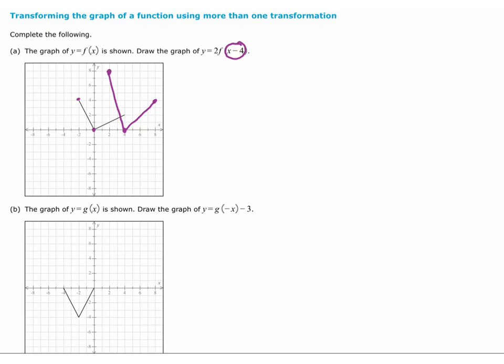In B, the graph of y equals g of x is shown. Draw the graph of y equals g of negative x minus 3. So here we're seeing it reflect across the y-axis as well as a shift of down 3. So let's take this point. We're going to go across the y-axis. It doesn't have to move. It's on the y-axis. So we just move down 3.